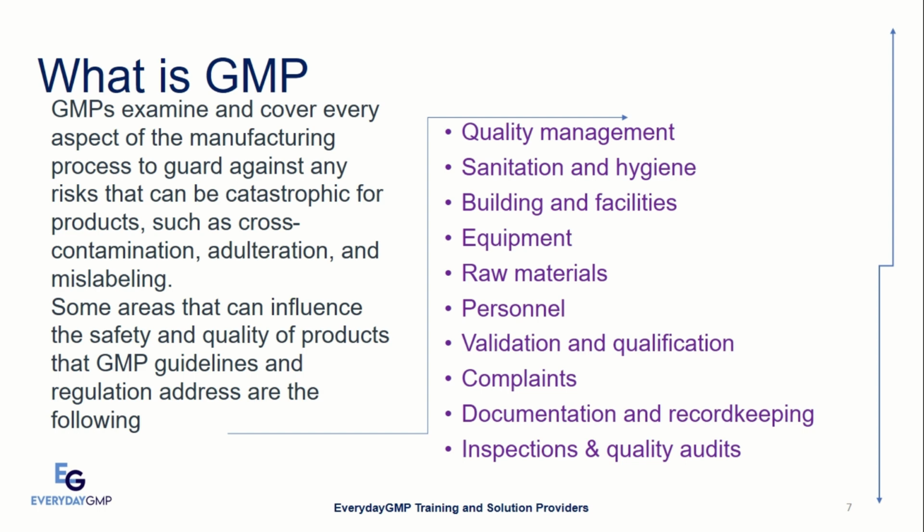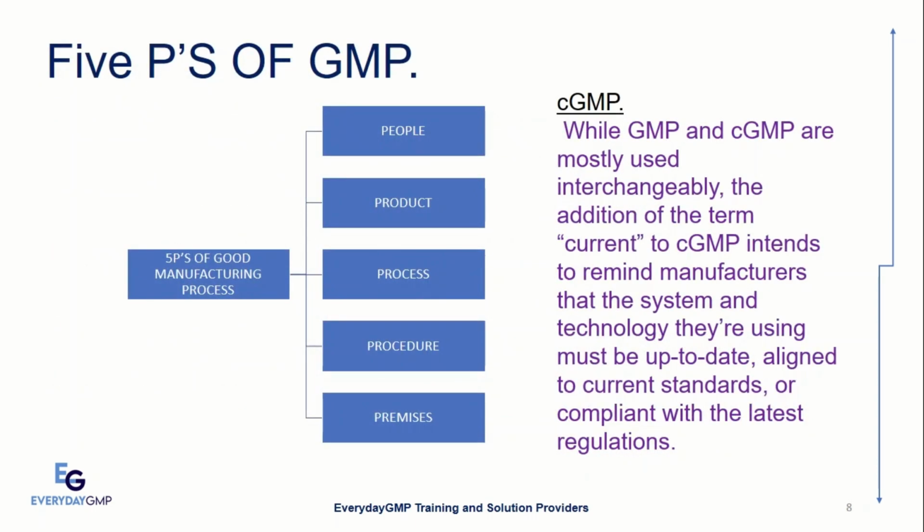Some areas that can influence the safety and quality of products that GMP guidelines and regulation address are the following. Quality management, sanitation and hygiene, building and facilities, equipment, raw materials, personnel, validation and qualification, complaints, documentation and record keeping, inspections and quality audits.